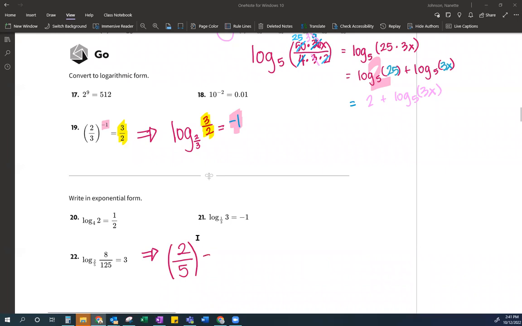So then what would my exponent be and what would my answer be? What's my exponent? What's my answer? What's the exponent? What goes right here? Yeah, the exponent is 3.